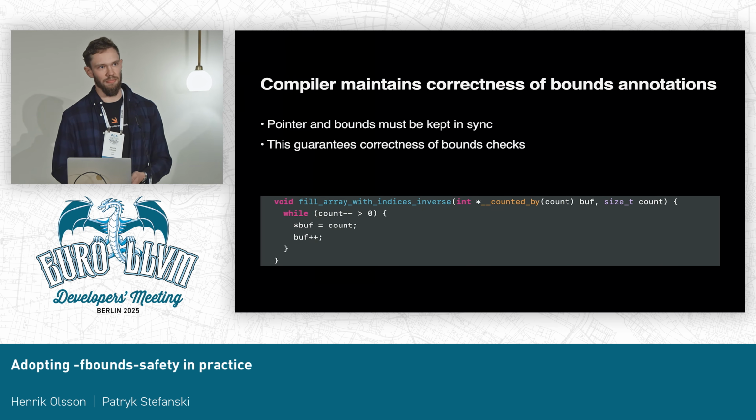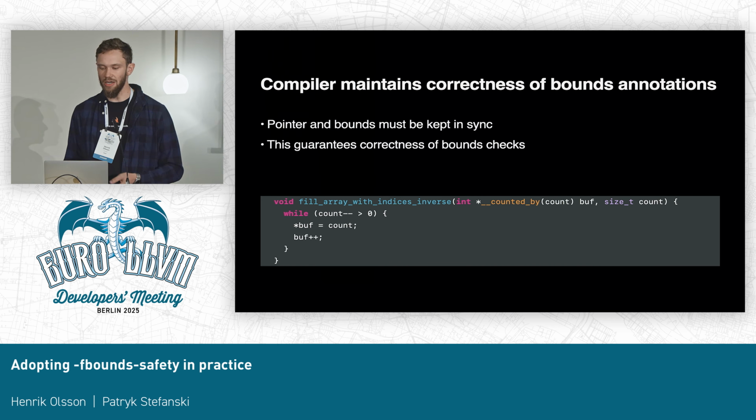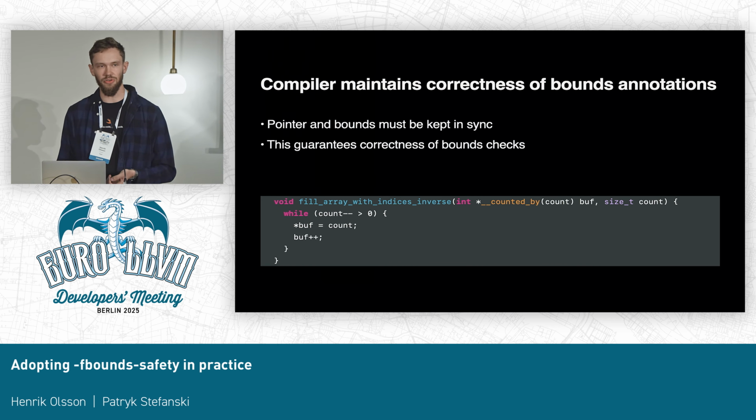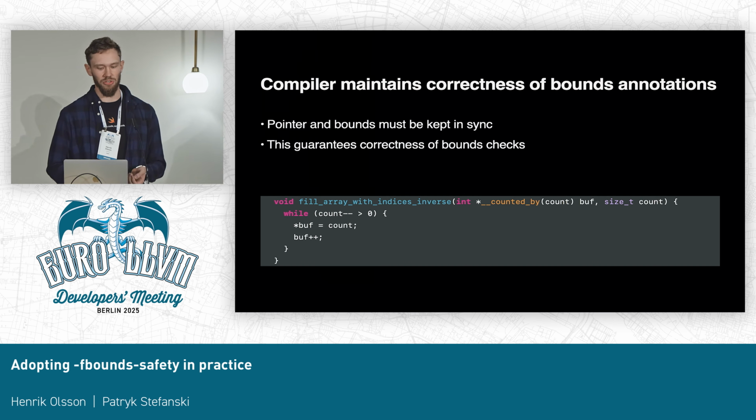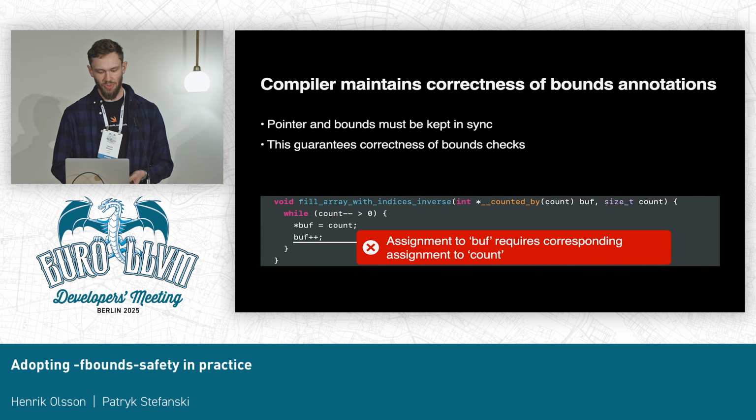In this example, buff and count are briefly out of sync with each other, since the count is decremented before the pointer is incremented. But fbounds-safety requires that they're in sync at all times. So the compiler reports this as an error. To make the code work, the programmer must move the assignments so that they're next to each other.